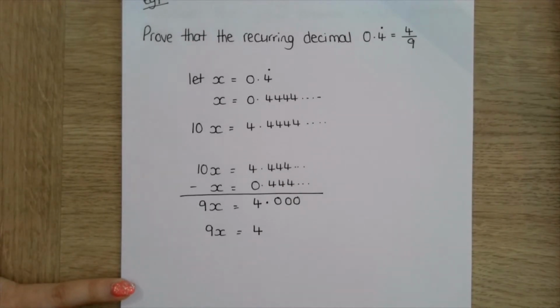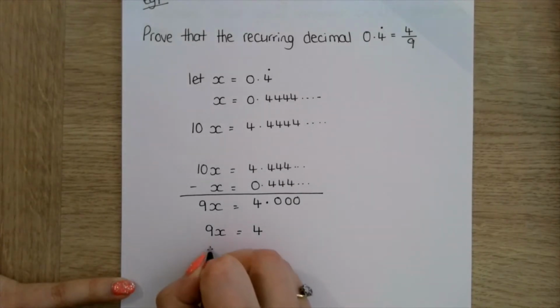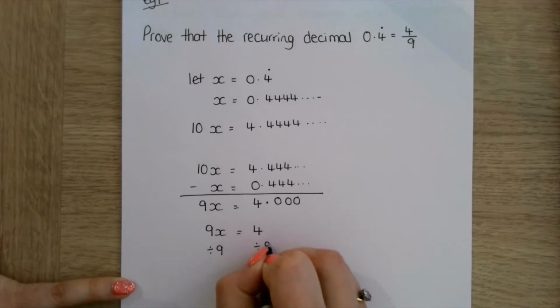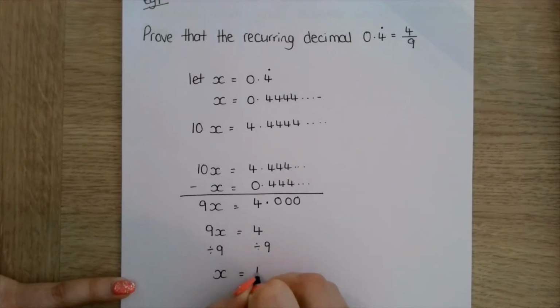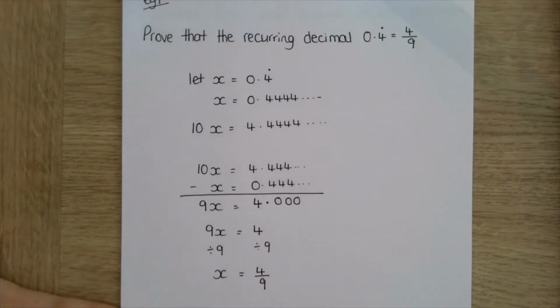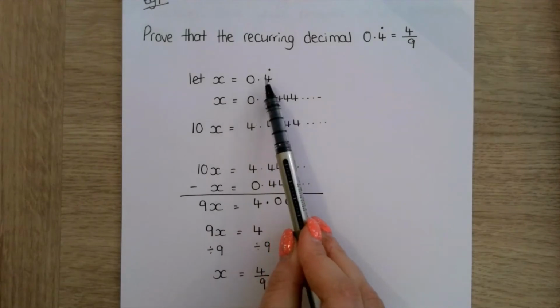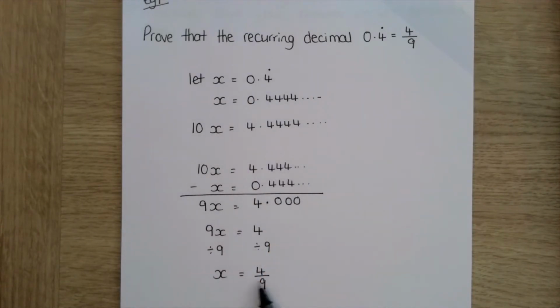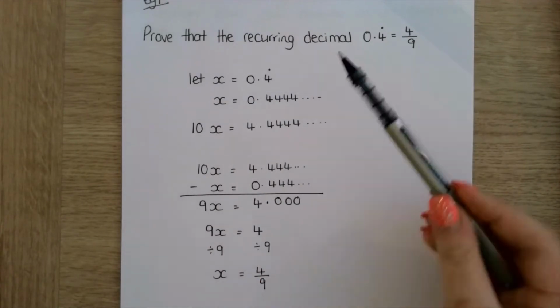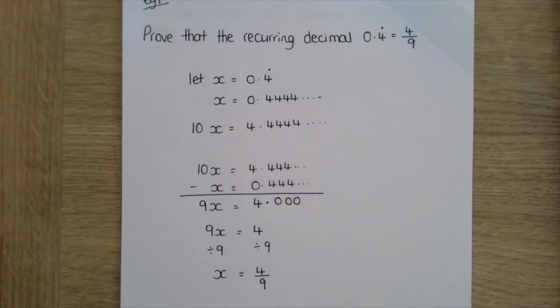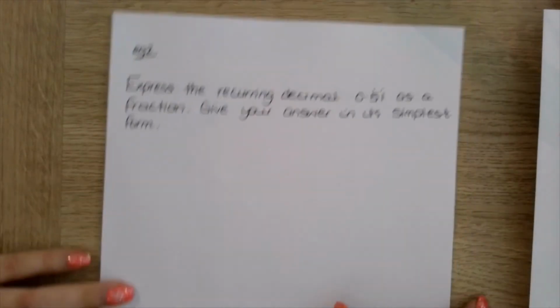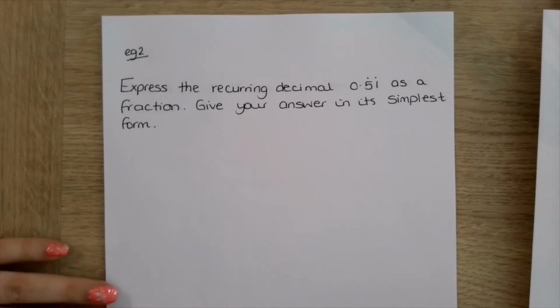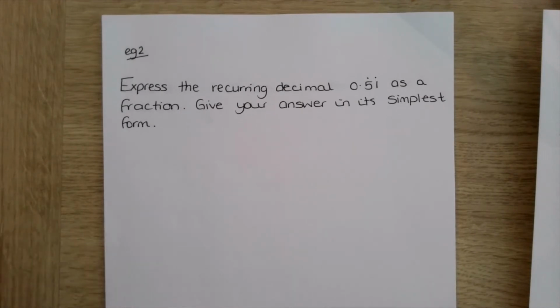I now have a nice simple equation. I can just divide both sides by 9 here, and get x is equal to 4/9. And that is as simple as these style of questions get. I've shown that x is 0.4 recurring, I've shown that x equals 4/9, and therefore that is the full proof with the full workings.